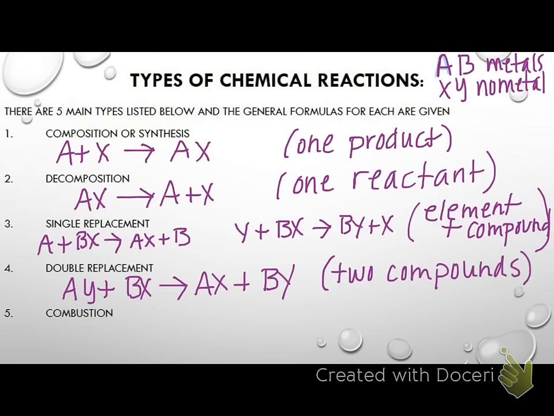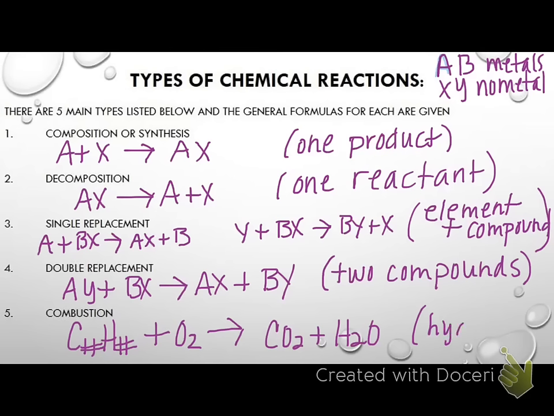The last one is a combustion, which means I'm burning something, and it's going to involve a hydrocarbon, so I'm going to write this as CH with numbers because those can vary. Anytime I burn something, I have to have oxygen, and the nice thing is they always make CO2 and water. You'll recognize those because it will have a hydrocarbon, which is hydrogen and carbon together, and that is something we usually will go ahead and give you the formula for. Okay, so let's go on to talk about composition reactions first.